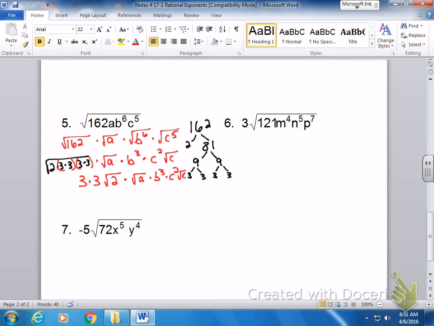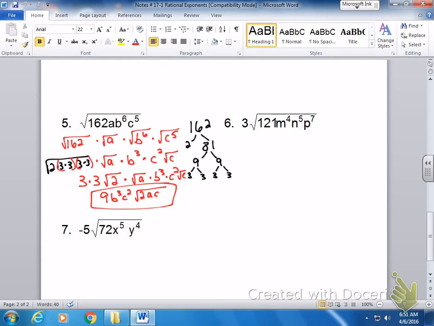Well, 3 times 3 is 9. 9 times b cubed is 9b cubed, and then c squared. Inside the square root, I have 2 times a times c. So there's your answer. It's kind of a big one, but still, guys, that's not too bad if you'll just take it step by step.